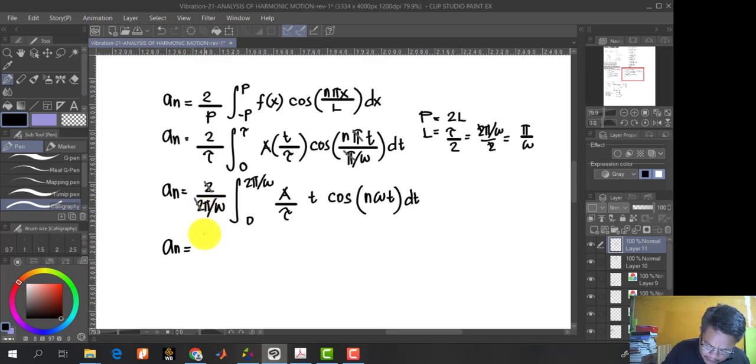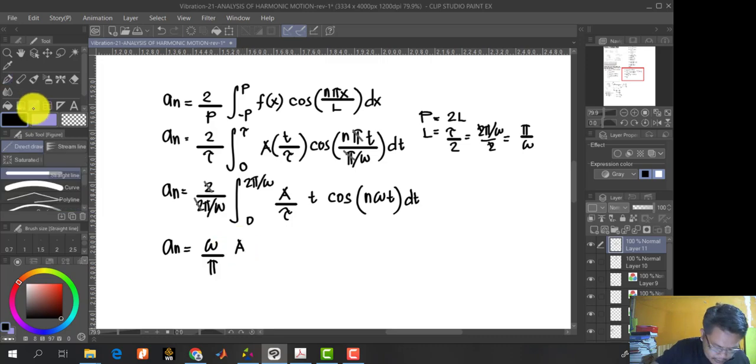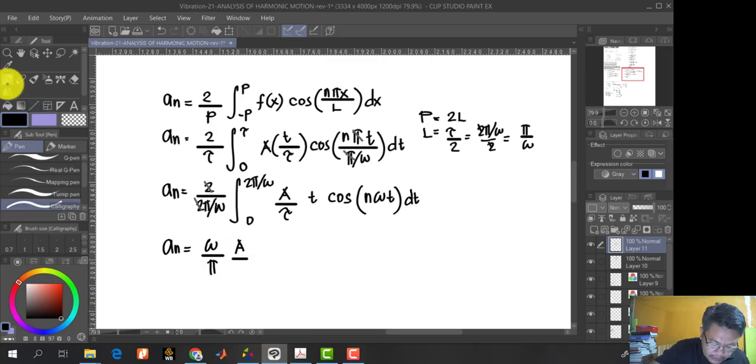And I can rewrite here. So this will become my angular velocity, that will be all over pi. Then, ito, yung a over my period. So ilabas ko na rin yan. So that will be my a. Okay? So that will be all over, and this is my period, no? Then integrating this one with the boundary of your 2 pi over angular velocity and 0, and maiwan na lang dito sa loob, which is yung t cosine, no?